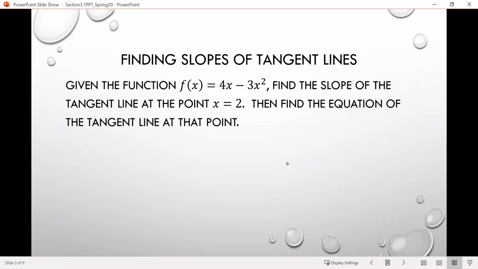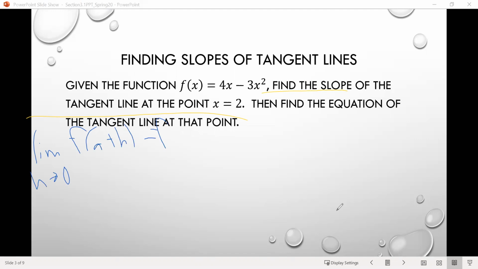So let's say we have this function f of x equals 4x minus 3x squared. And here they're asking us to find the slope of the tangent line. And after we find the slope, they'd also want us to find the equation of the tangent line. But let's start with just finding the slope of that tangent line. Okay, so we're going to use that formula that we have. So the limit as h approaches 0 of f of a plus h minus f of a all over h.